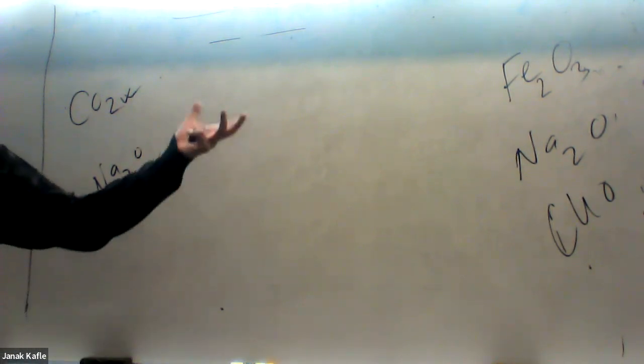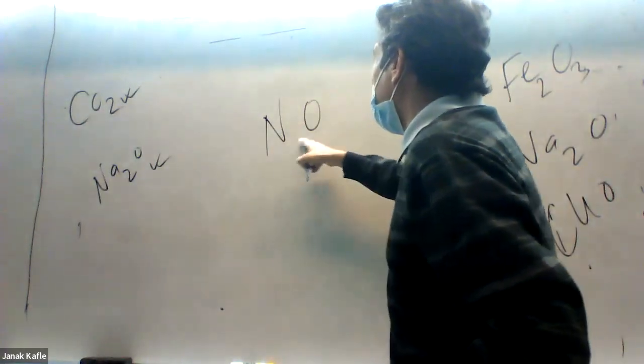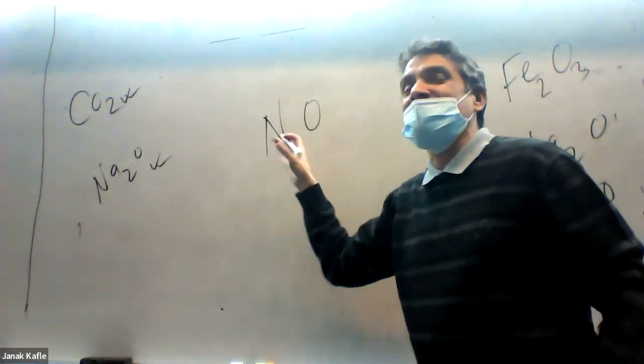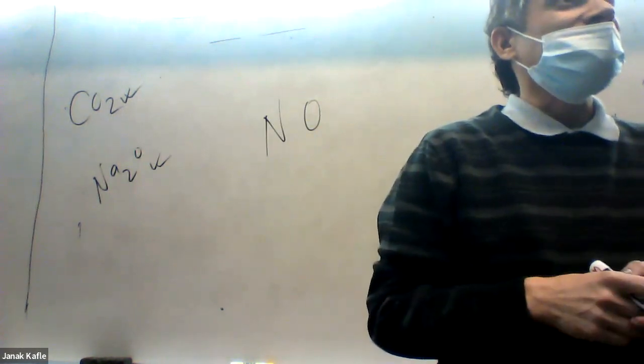Good. Now how about the acidic oxide? Take any orange element and put that with the oxygen. So I'm going to take N and I put that with the oxygen, NO. So it's an acidic oxide. If I throw this in water, the water becomes sour in taste. So this is the acidic oxide.